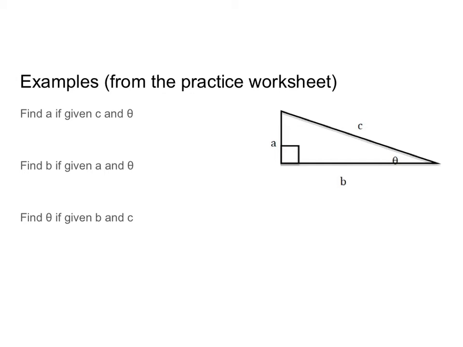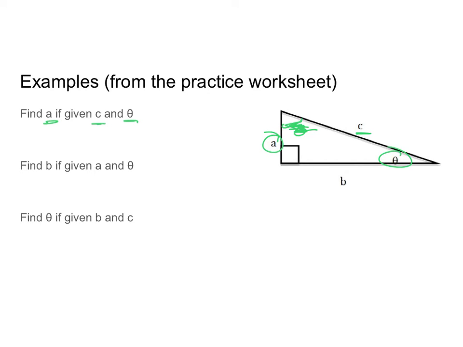Okay, so my first example is find A if given C and theta. So here's my triangle. I'm looking for A. I have C and theta. Now in this case, this picture is a little different. Theta always references the angle that you know, and A and B, whether they're opposite or adjacent, can switch. If my theta is up here, B is now opposite. If my theta is where my theta is, A is now opposite. So you just got to be careful about that. But I am looking for finding A if given C and theta.